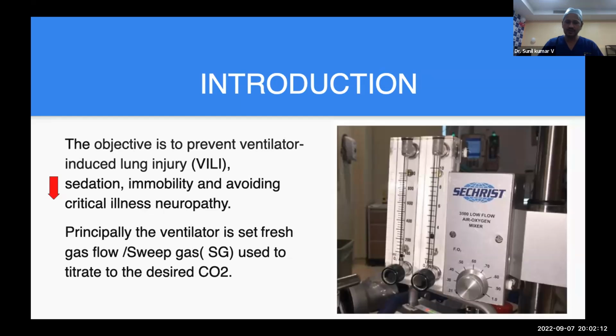Thereby reducing sedation, immobility, and avoiding critical illness neuropathy. Principally, the sweep gas is used to titrate the desired carbon dioxide.